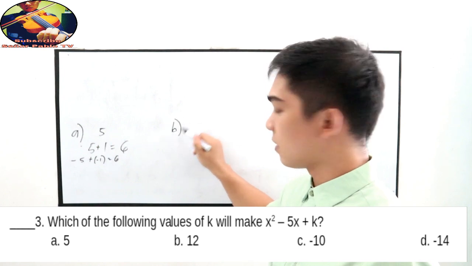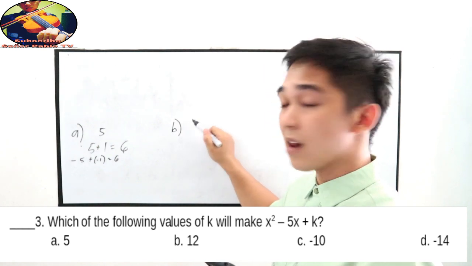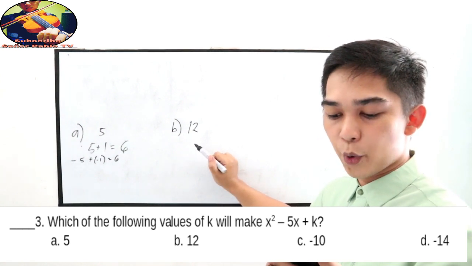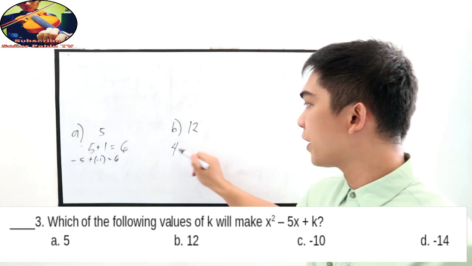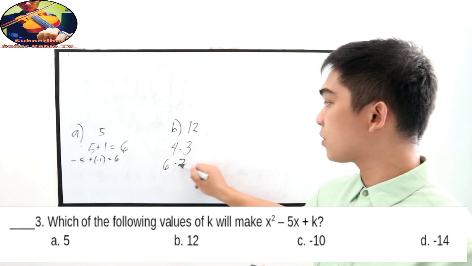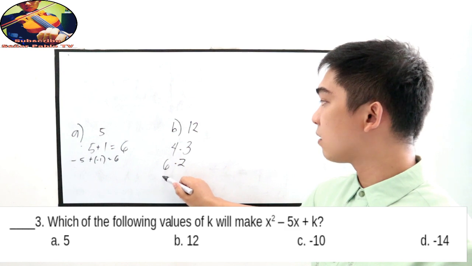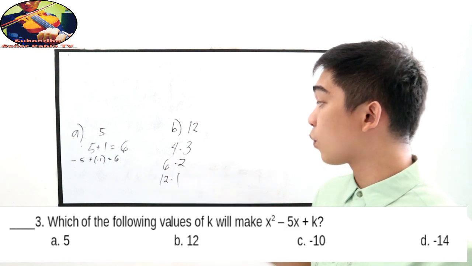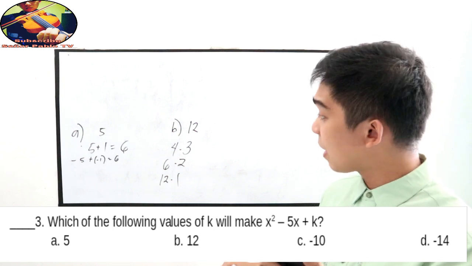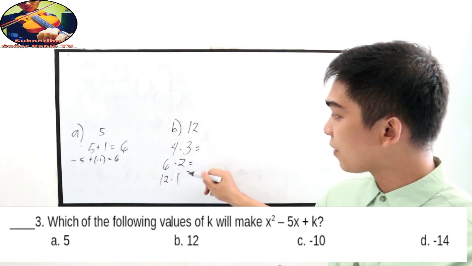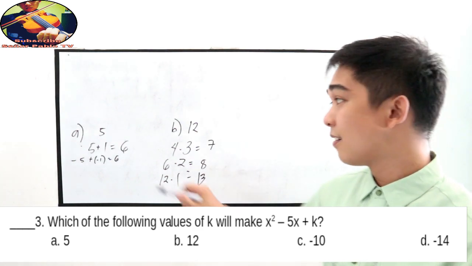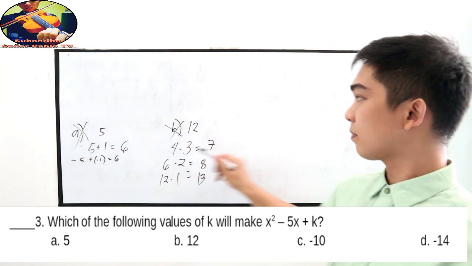Check natin si B. 12. Ang factors ni 12 ay pwedeng 4 times 3, 6 times 2, o kaya, ano pa ba? 12 times 1. And the negatives. Pag pinag-add natin, lalabas dapat si negative 5. Meron ba dyang negative 5? So ito ay 7, 8, 13. Wala din. So mali na si A and B.